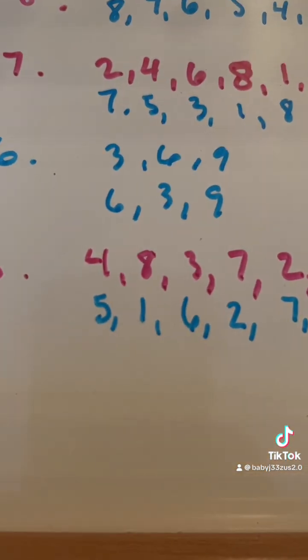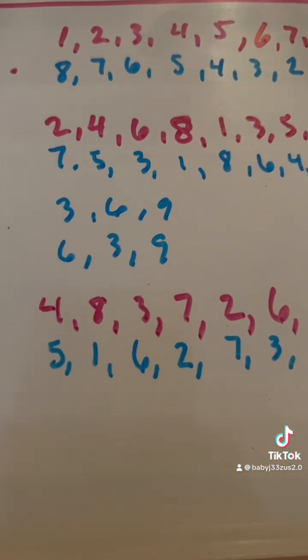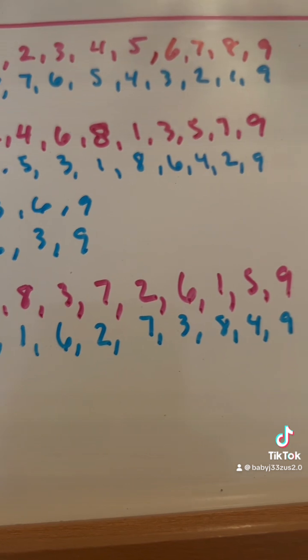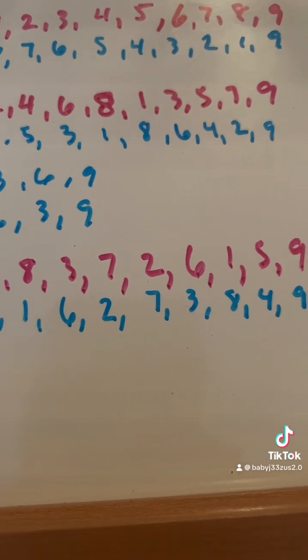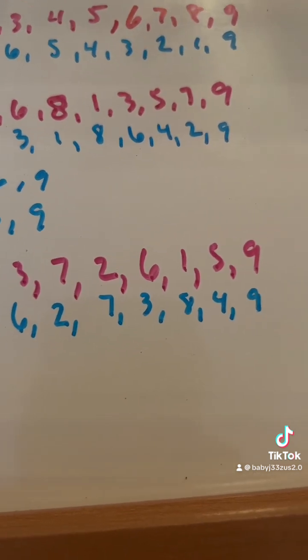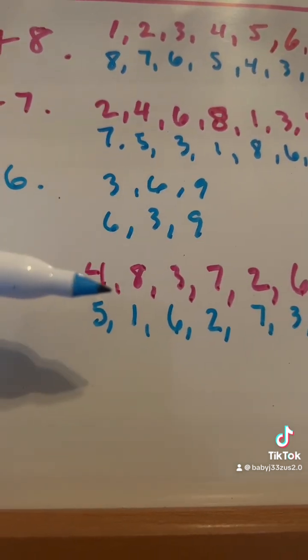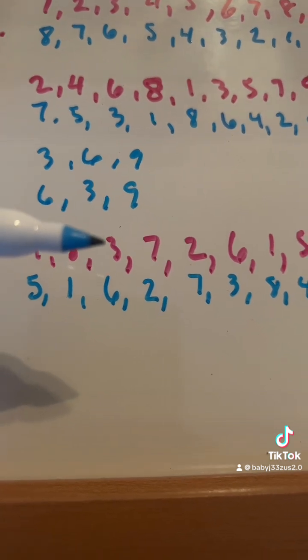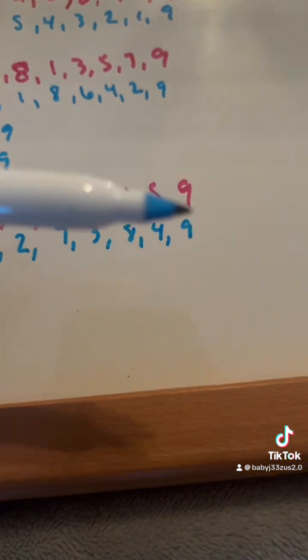And then remember 4 and 5 had a random pattern kind of, but it's 4, 8, 3, 7, 2, 6, 1, 5, 9, 5, 1, 6, 2, 7, 3, 8, 4, 9. Put them together, all equals 9. 4 and 5, 8 and 1, 3 and 6, 7 and 2, 2 and 7, 6 and 3, 1 and 8, 5 and 4, 9 and 9.